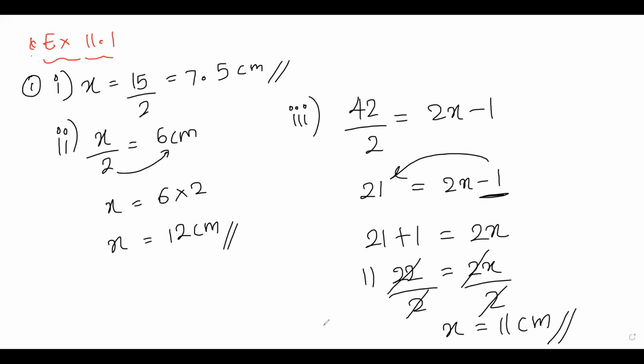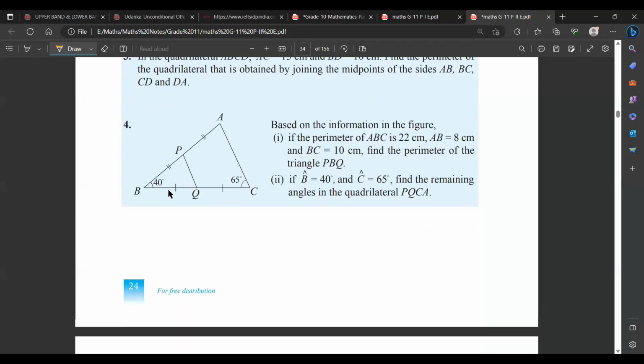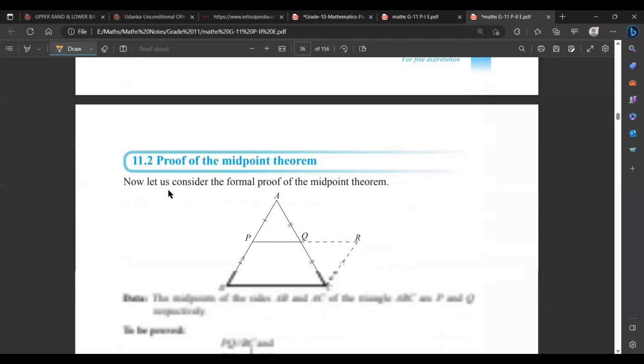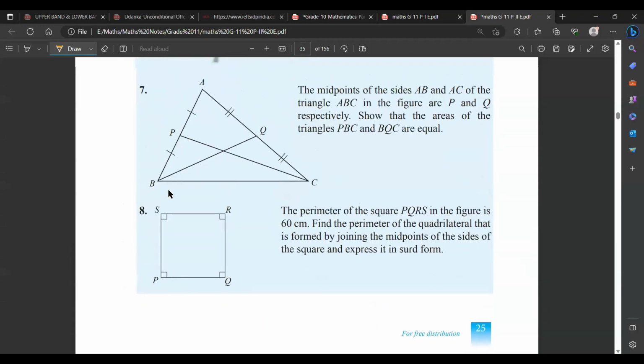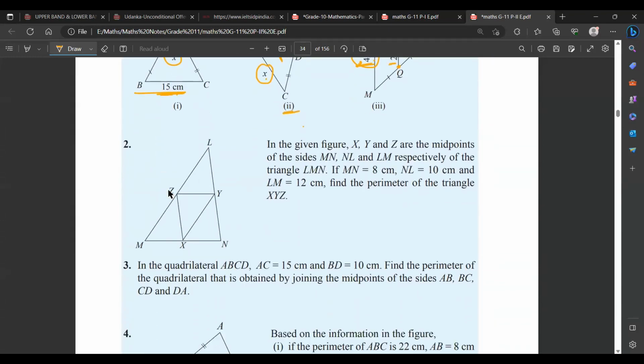Centimeters, because look at here, this is the bigger one. This line divided by 2 should be equal to this one. So 42 divided by 2 should be equal to 2x minus 1. So 21 equals 2x minus 1. So here you can finish this exercise only this much. It is okay, no need to do the other one. Okay, exercise 11.1, only that much, it is okay.